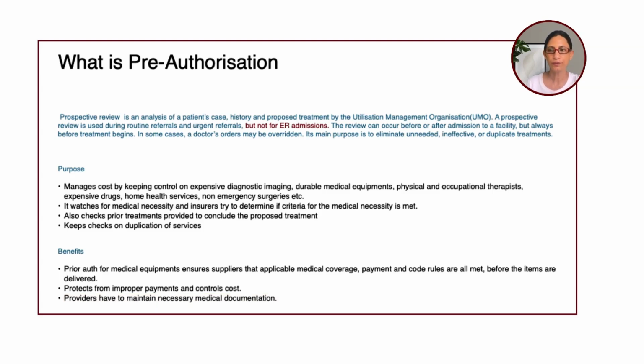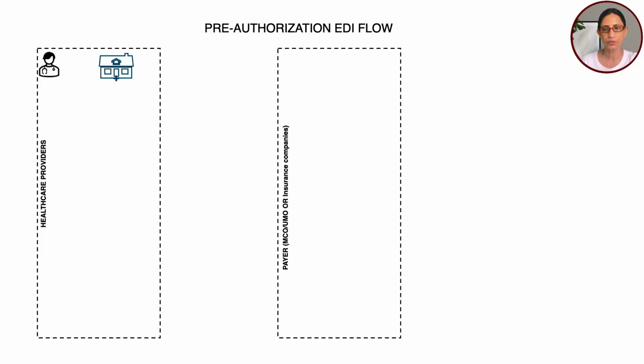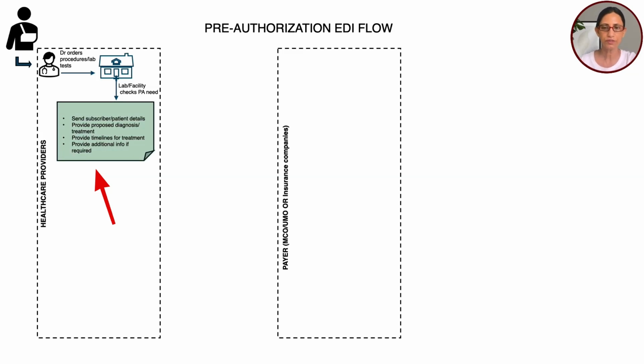Here on this flow diagram that I'm going to show you, I will show how the 278 electronic files help for the purpose of prior authorization flow. The patients would come, the doctors would advise some procedures or some lab tests. The labs or the facilities would send the information for the prior authorization process. The information that has to go to the payer would include the subscriber and the patient details, the diagnostic treatment details, and some additional information. And all this will go to the payer in the form of a 278 file, the 278 request file.